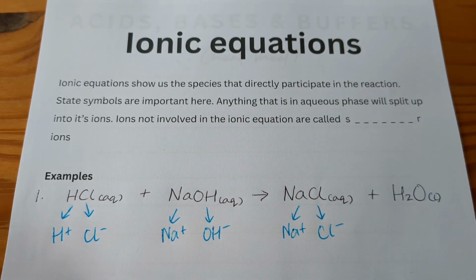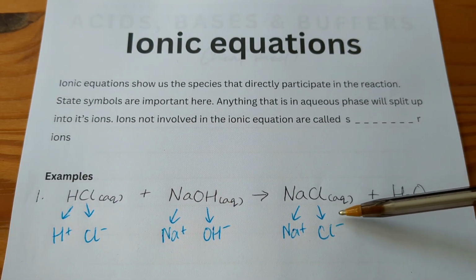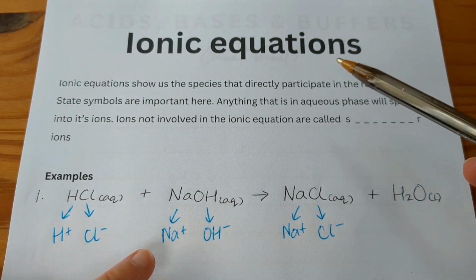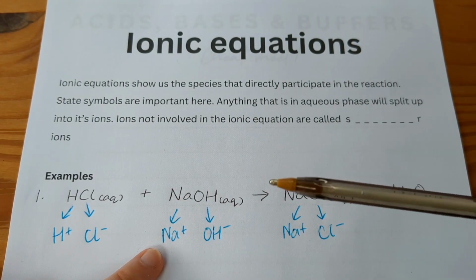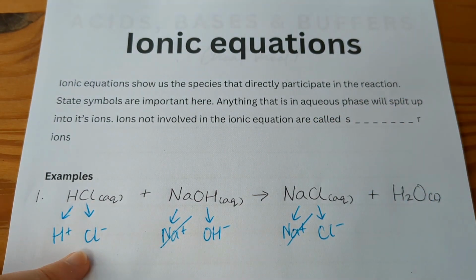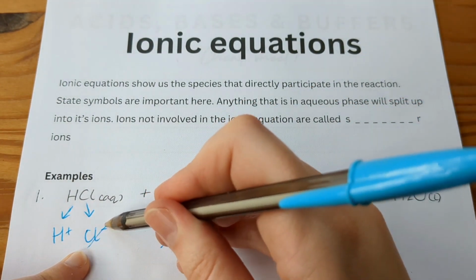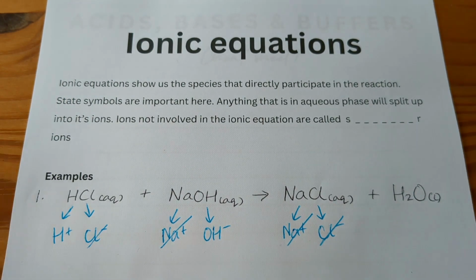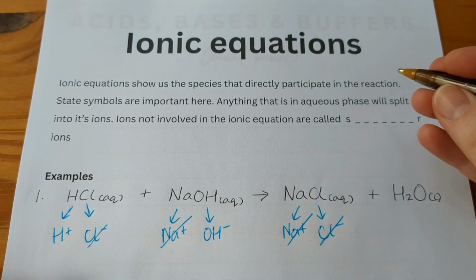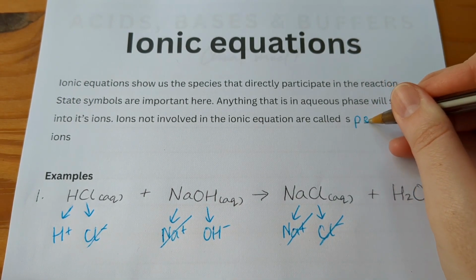Now the next step is to cancel out any ions that we see on the left and the right of this arrow. So we can see we've got a sodium ion that's on the left and on the right. We can cross that out. We've also got a chloride ion that's present on the left and the right, and we can cancel that out as well. Now these ions that we've cancelled out, they're called spectator ions.